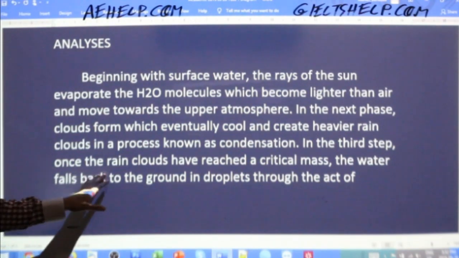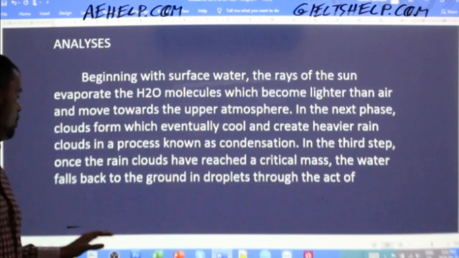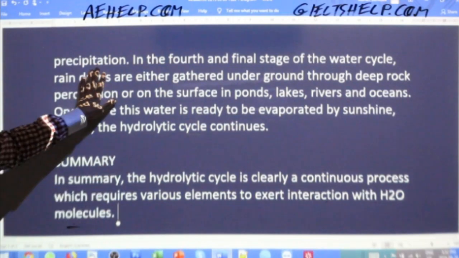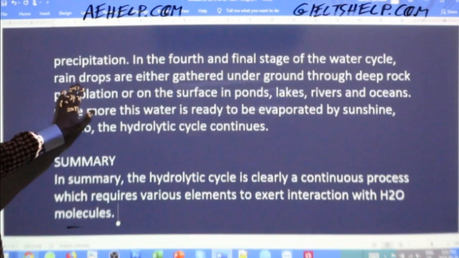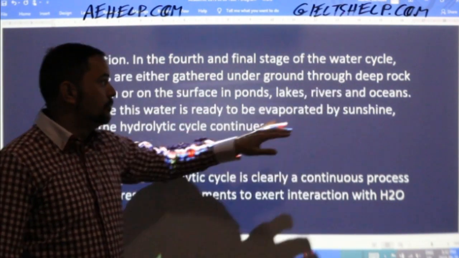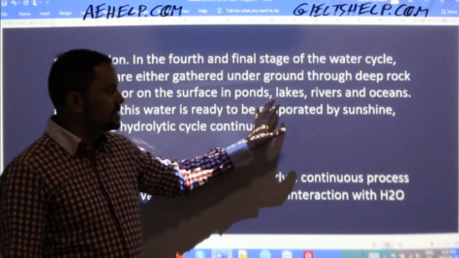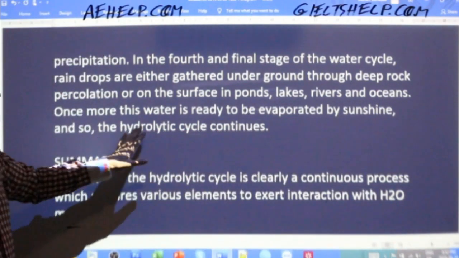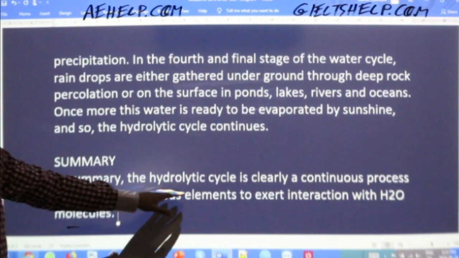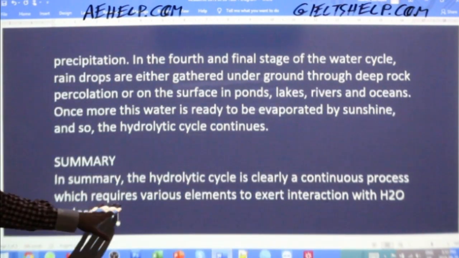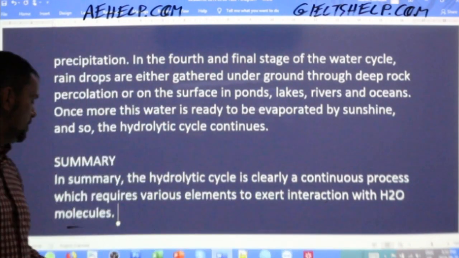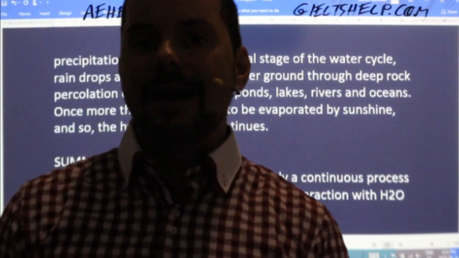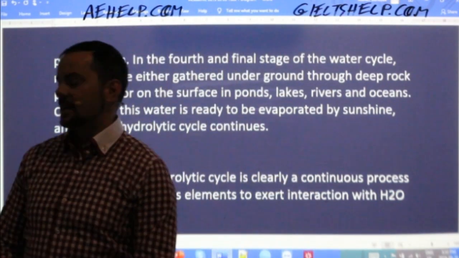In the third step, once the rain clouds have reached a critical mass, the water falls back to the ground in droplets through the act of precipitation. In the fourth and final stage of the water cycle, raindrops are either gathered underground through rock deep percolation or on the surface in ponds, lakes, rivers, and oceans. Once more, this water is ready to be evaporated by sunshine, and so the hydrolytic cycle continues. In summary, the hydrolytic cycle is clearly a continuous process which requires various elements to exert interaction with H2O molecules. Right like that, you will certainly get a nice high band the next time you sit your IELTS exam.